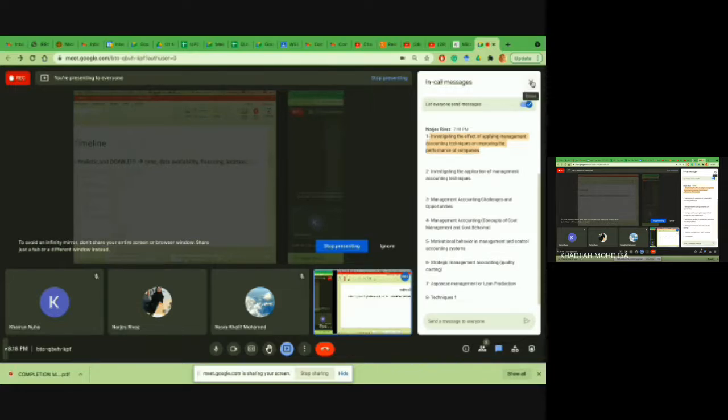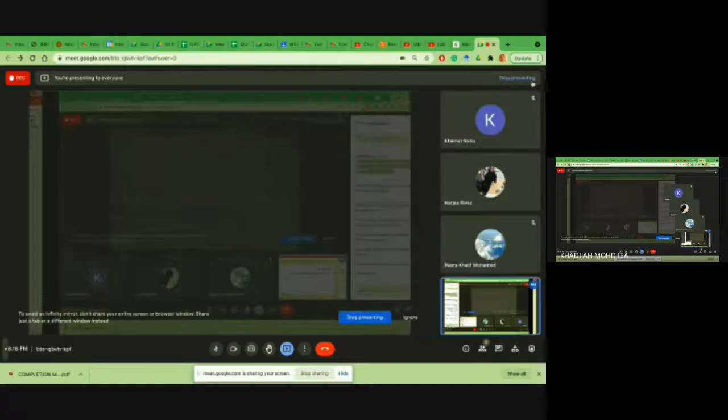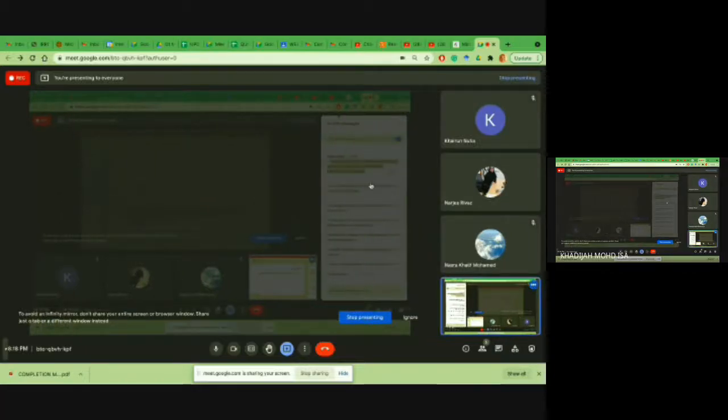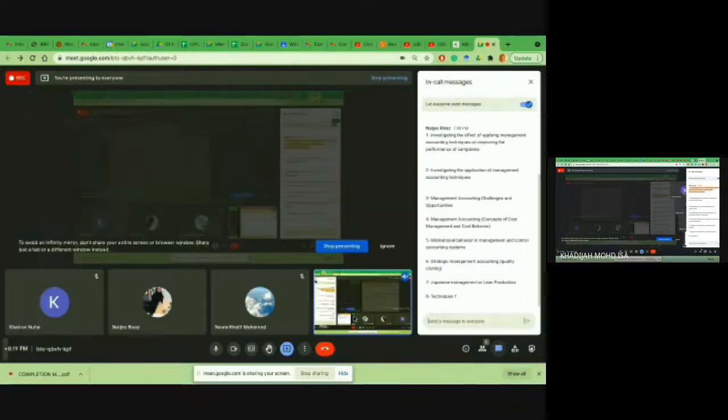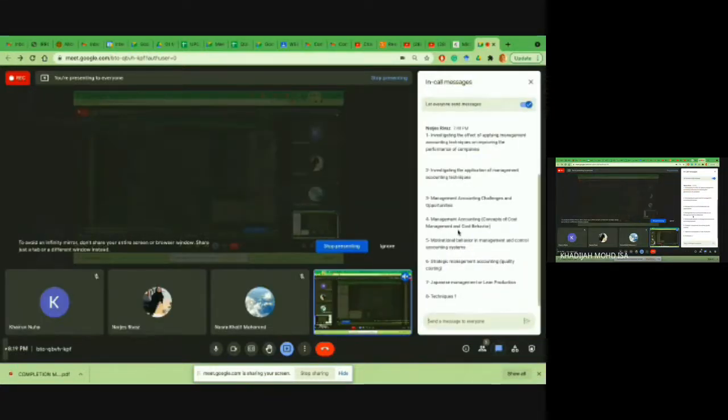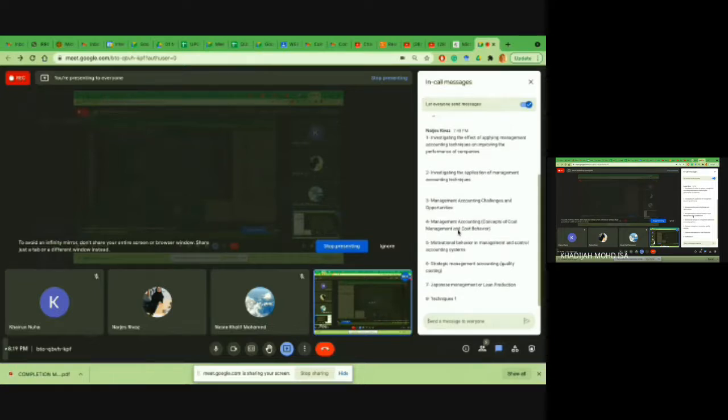Okay, if we were to look at the topics shared by Rivas, investigating the application of management accounting techniques. When you look at this topic, you have the management accounting technique, so you must know what techniques are available under management accounting. When you talk about investigate, so what? What do you want to investigate? What is the problem with management accounting techniques?